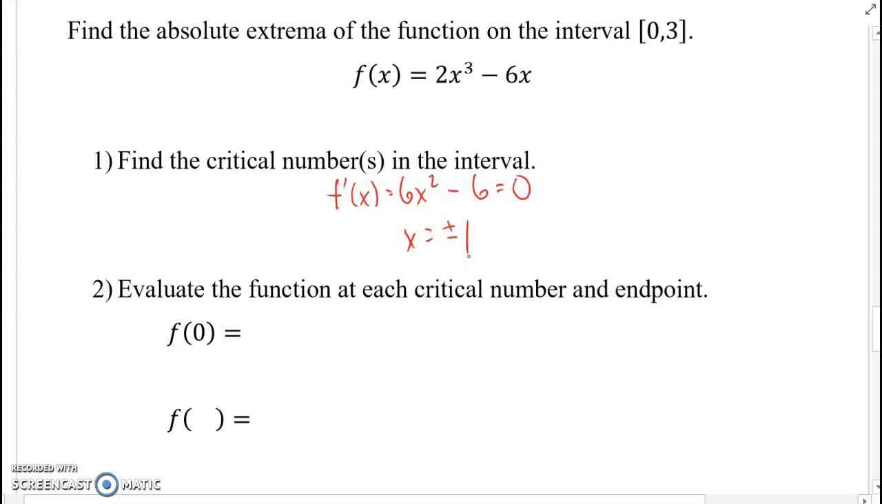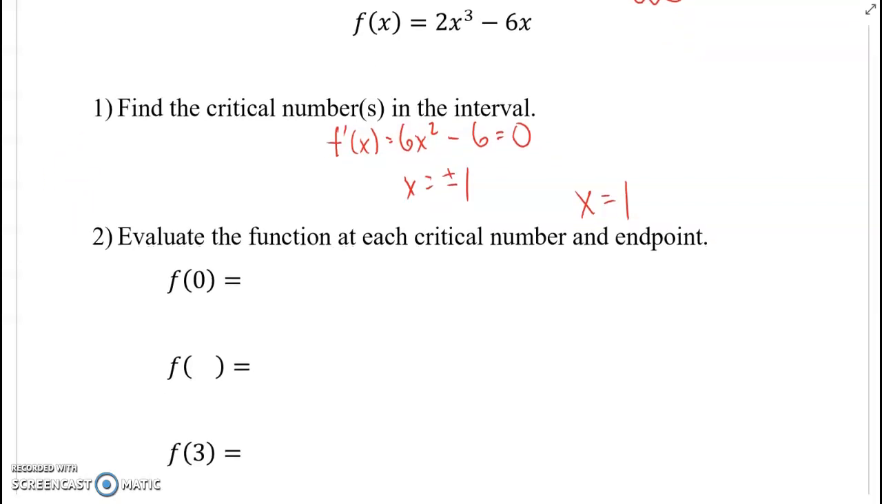All right, negative 1 is not in this interval, so the only critical number we care about is x equals 1. All right, so the extreme value theorem says that our absolute maximum is either going to happen at 0, 1, or 3. Our absolute minimum is going to either happen at 0, 1, or 3. Those are our only possible scenarios, okay? So what we're going to do is evaluate our given function at the endpoints of 0 and 3, and also at our critical number of 1.